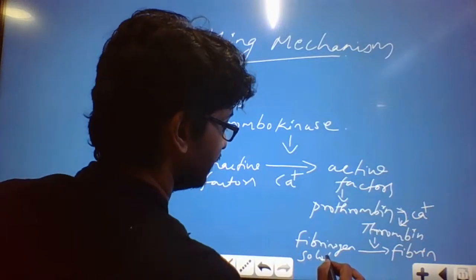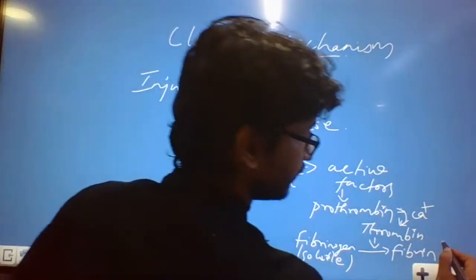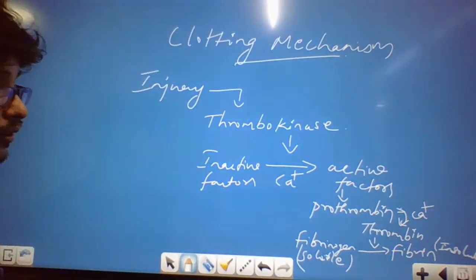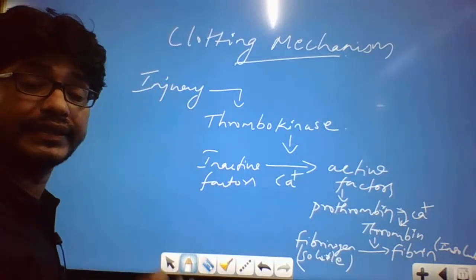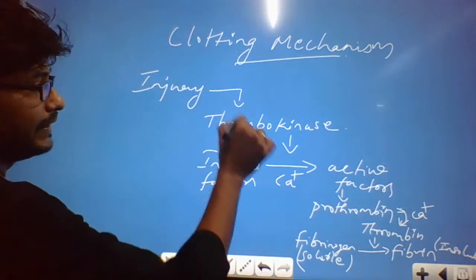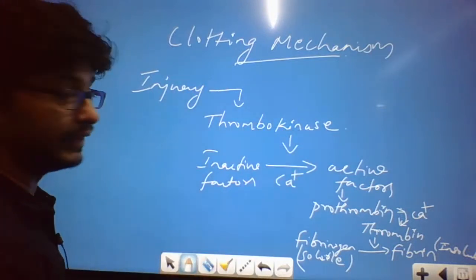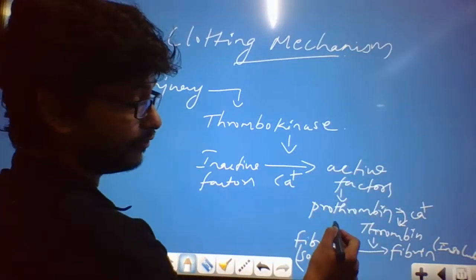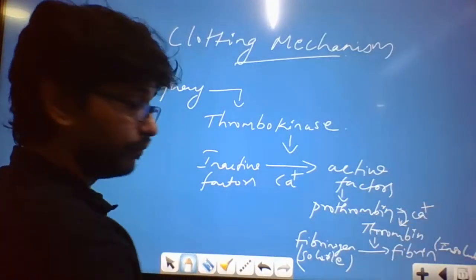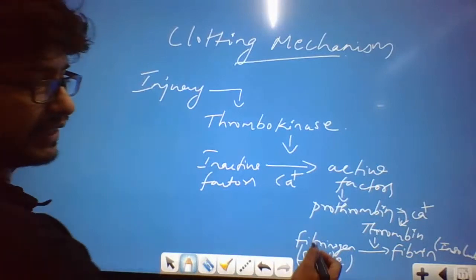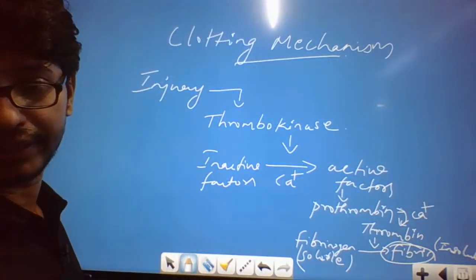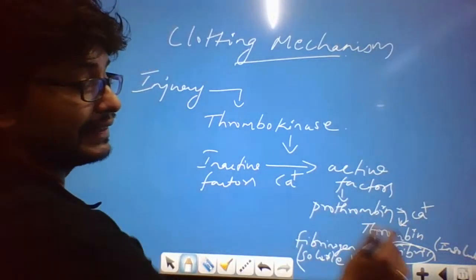What is the difference? Fibrinogen is a soluble substance, whereas fibrin is insoluble. So this is an outline of how the clotting mechanism happens. The main requirement is an injury, some bleeding. This injury leads to the production of the enzyme thrombokinase, which converts inactive factors to active factors in the presence of calcium ions. The active factors lead to prothrombin. The prothrombin, bound with calcium, produces thrombin, which converts fibrinogen into fibrin. Fibrin is the final end product, the insoluble matrix that gets formed and is responsible for clotting.